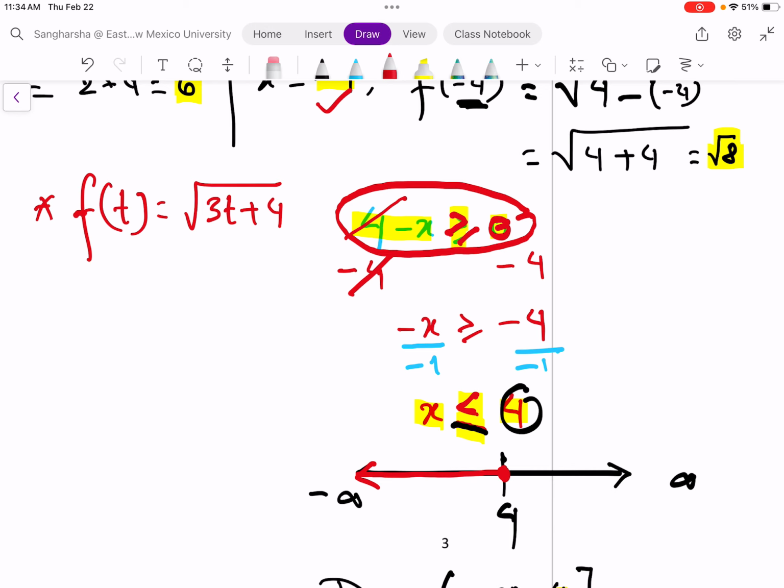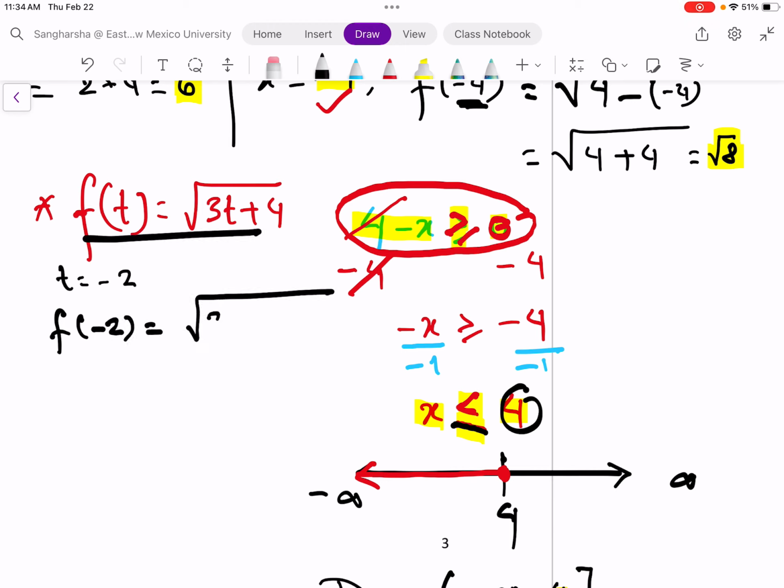Okay, let's try. If t is negative 2, can we choose negative 2 for t? If t is negative 2, then you substitute t equals negative 2. We have f of negative 2 equals the square root of 3 times negative 2 plus 4. So 3 times negative 2 is negative 6, plus 4.